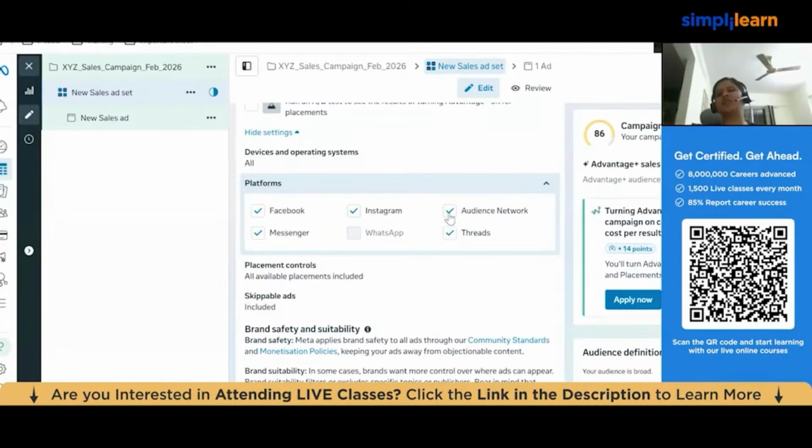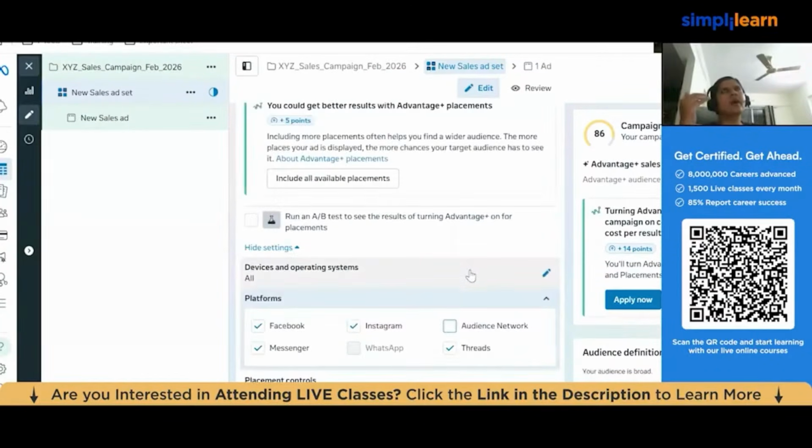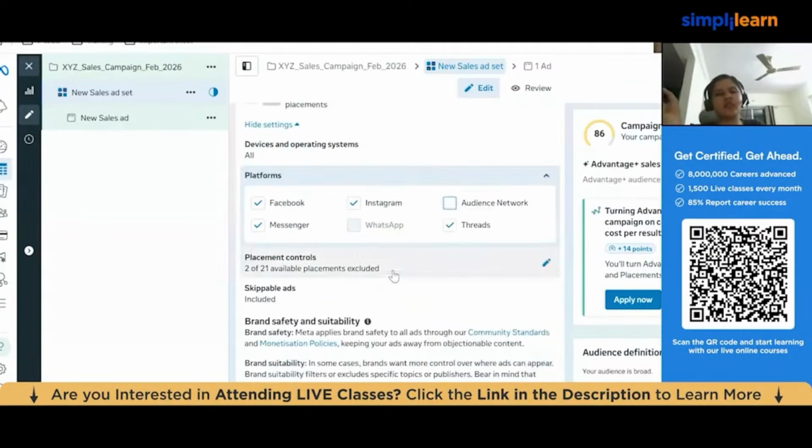There are many brands who are a bit scared to show their ad on Audience Network because Meta doesn't disclose on which websites and apps your ad would be shown. So imagine if your ad has been shown on some wrong website, it would impact your brand image. Hence, for the brands that I work with, they usually ask me to turn off Audience Network.